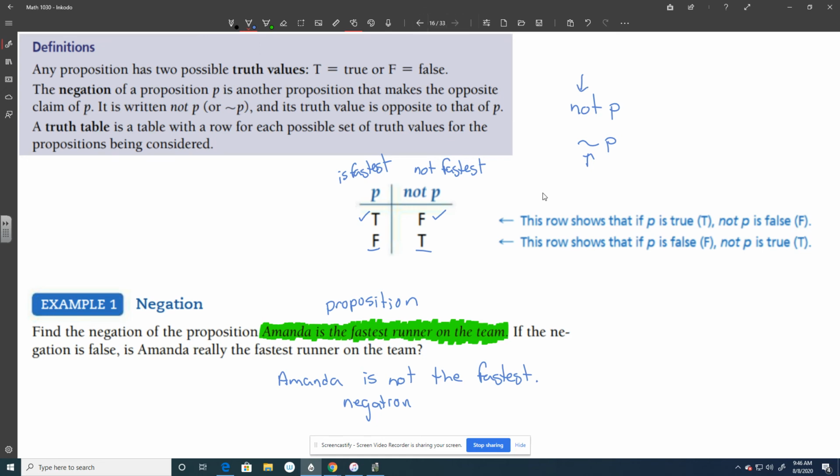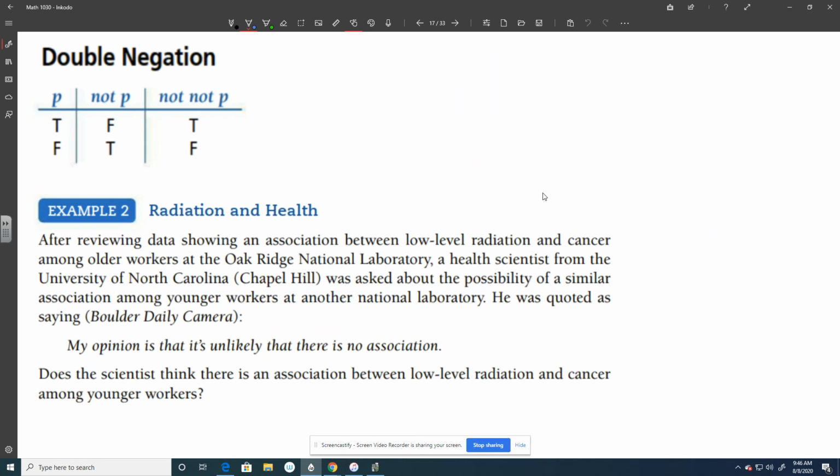All right. So let's apply this just a little bit. What if we have a double negation? This is kind of like, I'm sure you've heard the term before, having a double negative. So we're going to use the same proposition. We're going to ignore this example right here for just a minute. We're still talking about Amanda, and we're going to say that she is the fastest. That's our proposition. And our not proposition is that she is not the fastest.